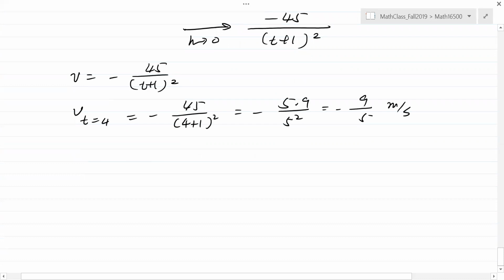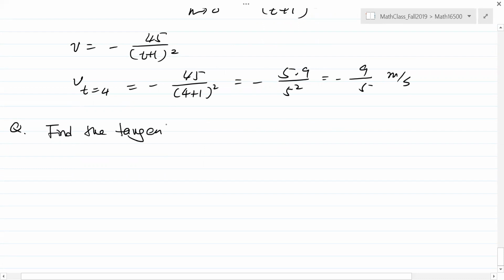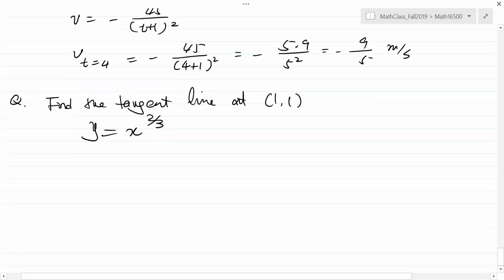Okay, so the next problem: find the tangent line at the point (1, 1). Here's a graph, y equals x to the 2/3. Yes, when x equals 1, y equals 1. Now it's harder to draw the graph. When x equals 0, y equals 0. So the graph probably looks like that.